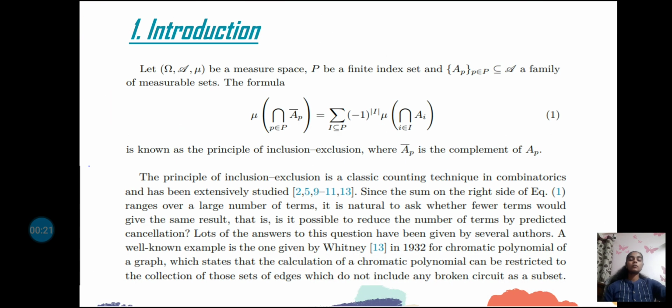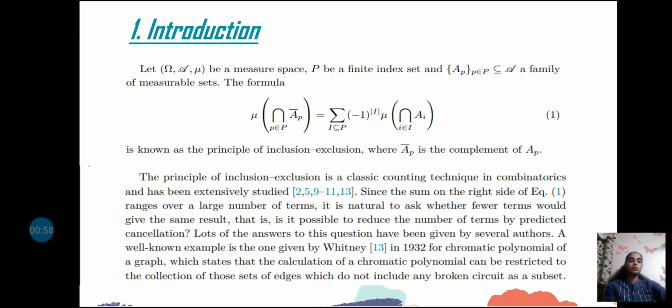Introduction. Let (Ω, A, μ) be a measure space, P be a finite index set, and {A_p} a family of measurable sets. The formula given below is known as the principle of inclusion-exclusion, where A_p bar is the complement of A_p. The principle of inclusion-exclusion is a classic counting technique in combinatorics and has been extensively studied.